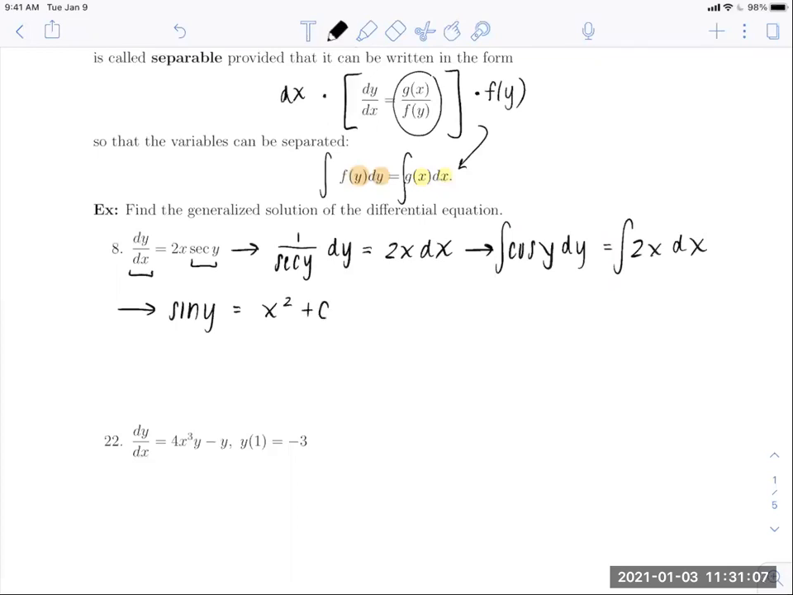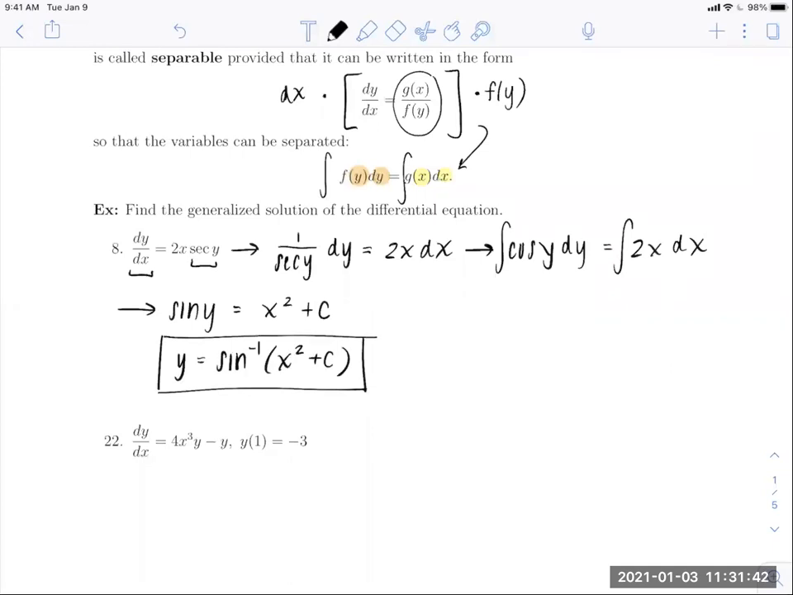So I typically write my constant of integration on the side with the x because I want to explicitly solve for y. But again, it doesn't matter. You could write it on either side. So here, since it's easy enough, I will solve explicitly for y by taking sine inverse of both sides. Make sure that plus c is on the inside of the sine inverse. All right, so here is a solution, or I should say the family of solutions, for the differential equation given in problem 8. Problem 22 is similar.